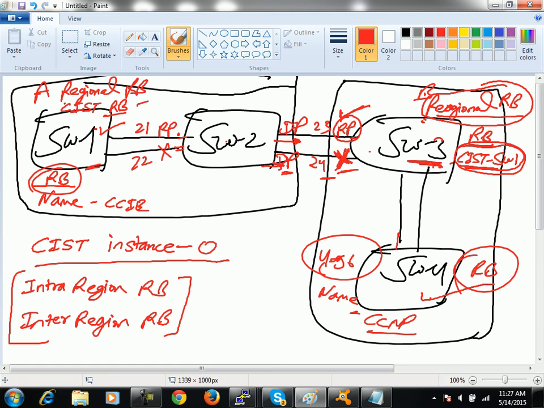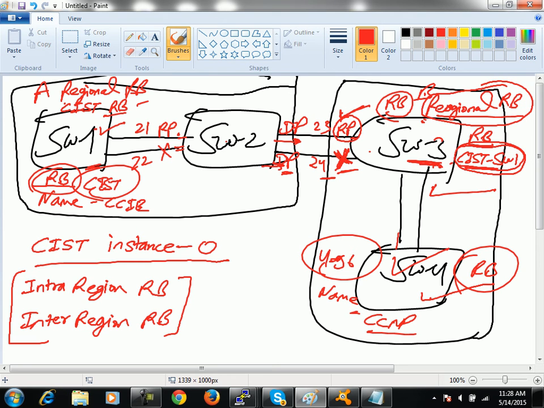For instance, zero. Fine. Now, there will be an election for inter-region root bridge. Let's assume that switch 1 has won this election. So it is root bridge for CIST as well. Inter-region root bridge. Now in this region, region B, switch 4 will no longer be the regional root bridge. It will now become switch 3. Does not matter what priority is configured on switch 4.